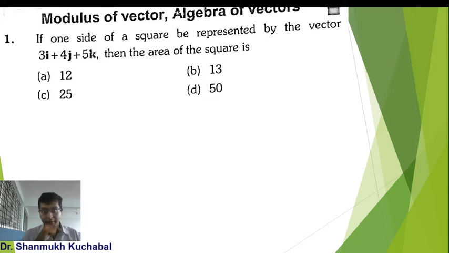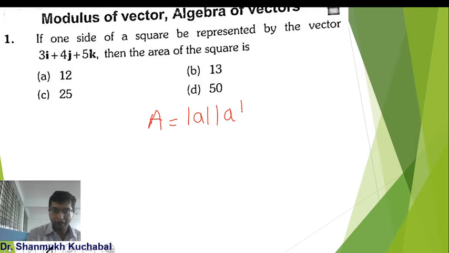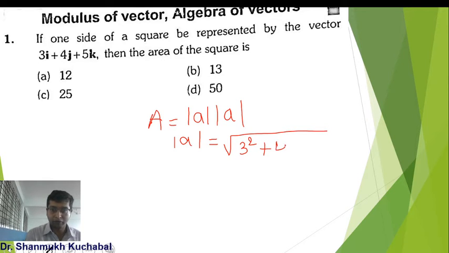The first example is, if one side of a square is represented by the vector 3i plus 4j plus 5k, then the area of the square is. So area A is given by the formula: area A equals magnitude of vector A into magnitude of vector A. The magnitude of vector A is the square root of the i coefficient squared, 3 squared, the j coefficient squared, 4 squared, and the k coefficient squared, 5 squared.